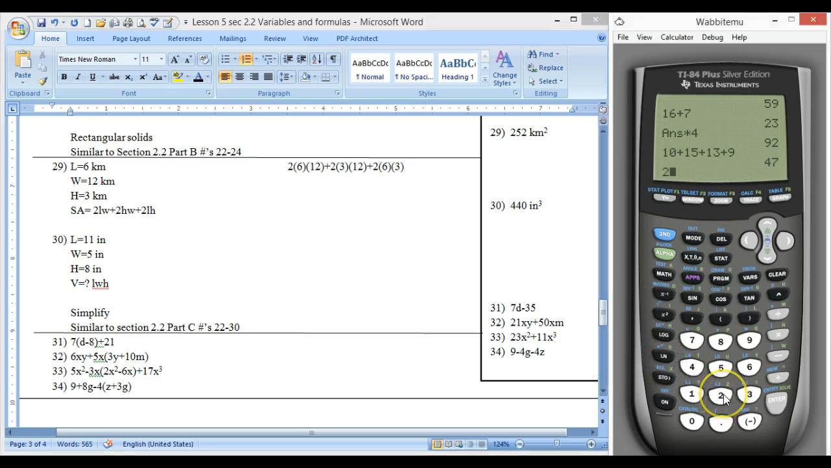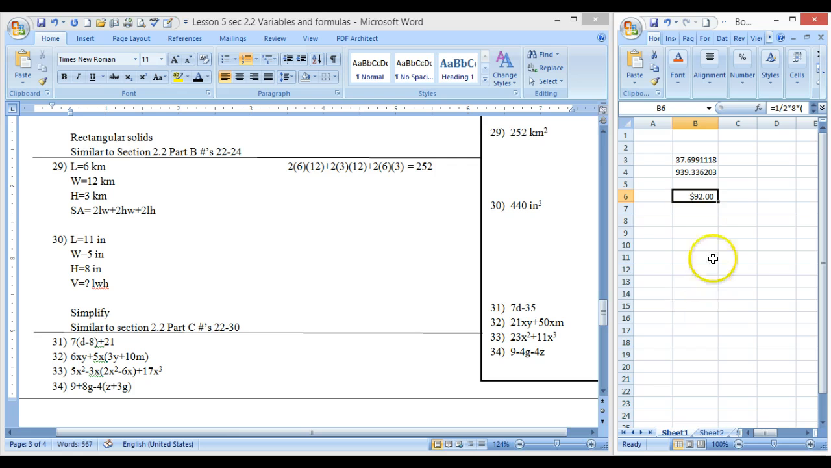To speed us up, I'm going to go ahead and just type this in. 2 times 6 times 12, add 2 times 3 times 12, plus 2 times 6 times 3, 252. Some of you are thinking that since I showed you how to do the order of operations that your calculator will do it, that you're just good to go. You do need to know the order of operations because sometimes typing it into your calculator differently, you can double check that maybe you typed something in wrong.